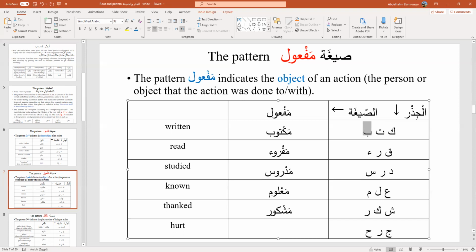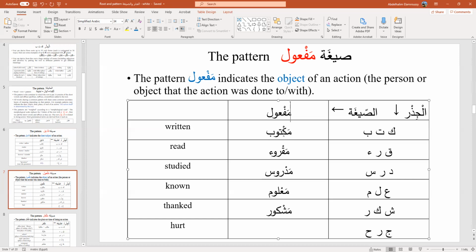So again, we'll replace the fa with R1, which is kaf, the ayn with R2, which is the ta, and the lam with R3, which is the ba. And then we'll add everything else as it is. So we will add the prefix meme with the fatha. We'll add the sukun where it was, and we'll add the waw here before the last letter. So it will be maktub.